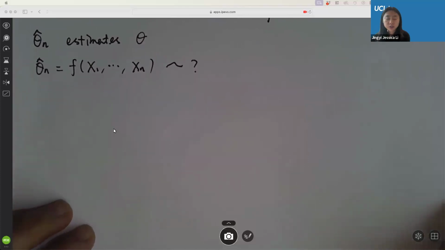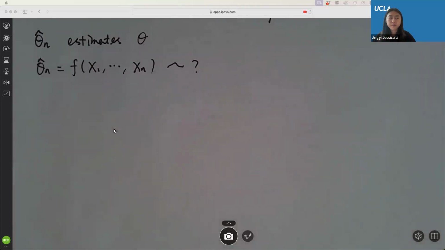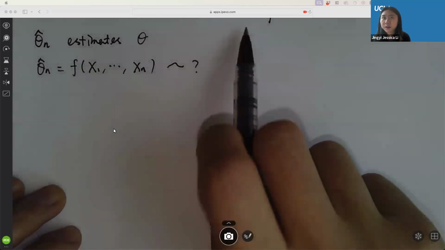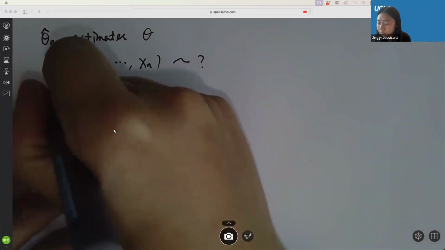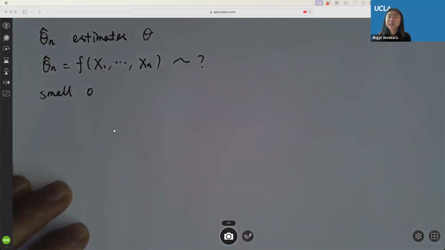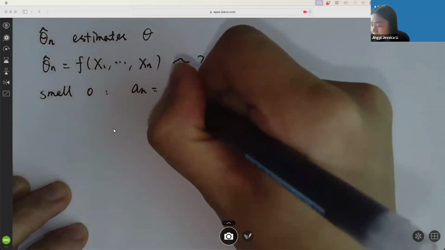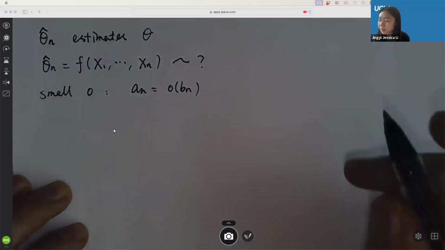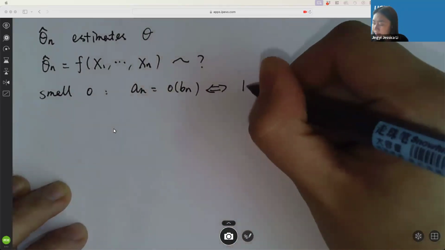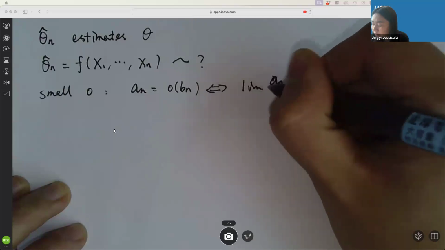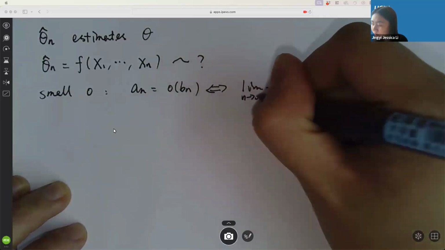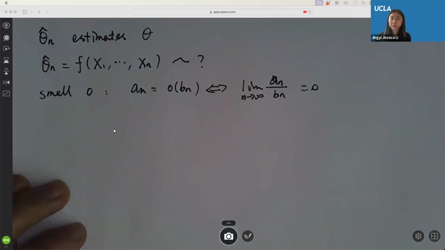In the last 2 lectures, what we did is basically the following. In the first lecture, we went over the basics, the mathematical foundations of the limit. We talked about asymptotic relationships such as small o. What does that mean? If we write an as small o of bn, then it basically implies that the limit of the ratio an over bn as n goes to infinity is 0. That's what we talked about.